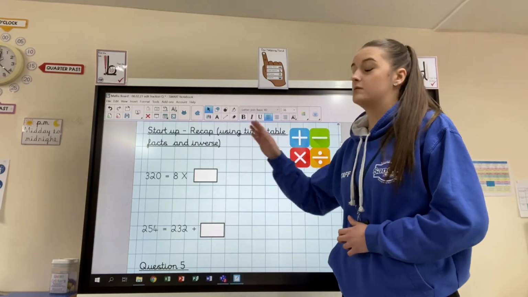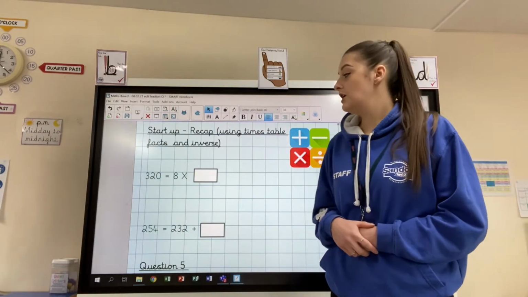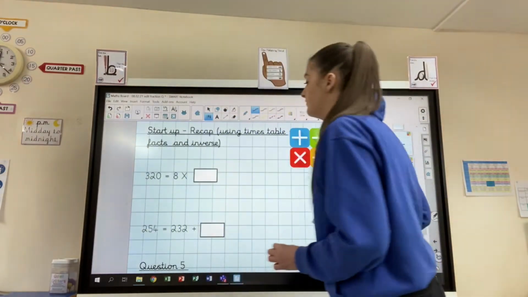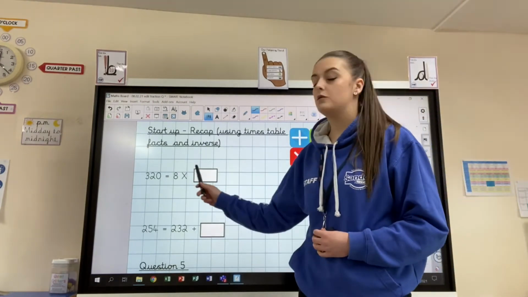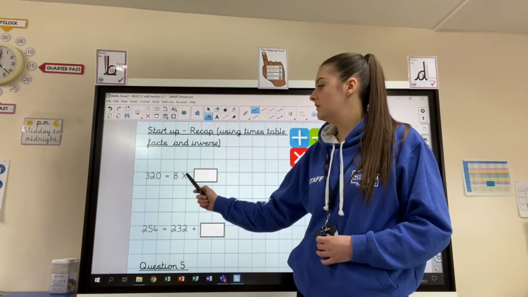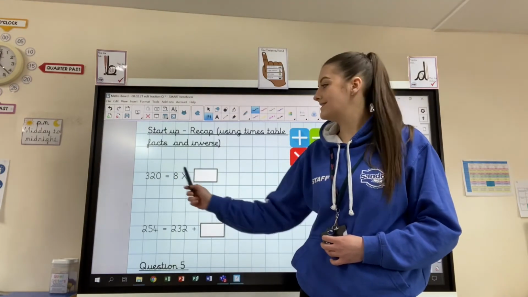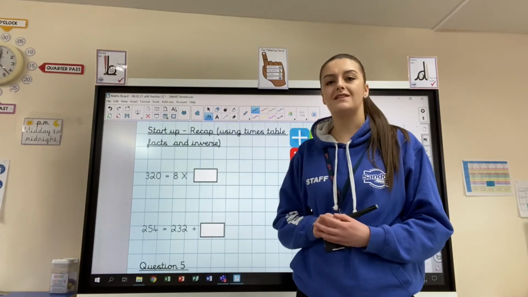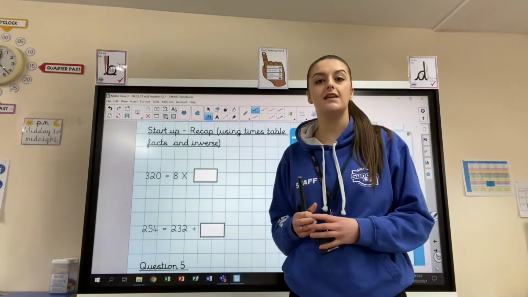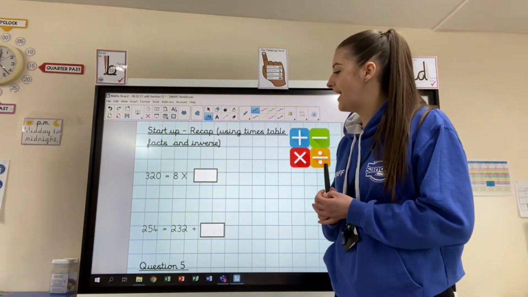Now we've also got some questions where we need to use our times table facts to help us. So let's have a look at 2 types of those questions. So I've got 320 equals 8 times something. Now I know my 8 times table, and I know 320 must be a multiple of 8, because that's the answer. But I only know up to 8 times 12, which is 96, and 320 is a lot bigger than 96. So I'm going to look at that really carefully.